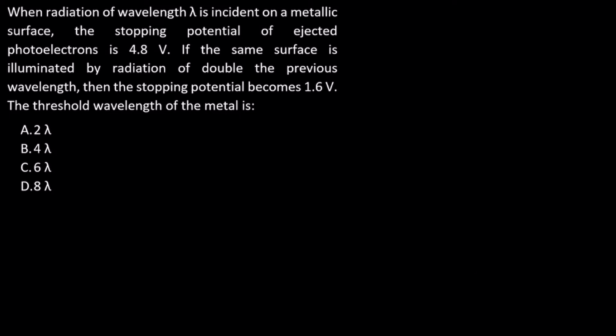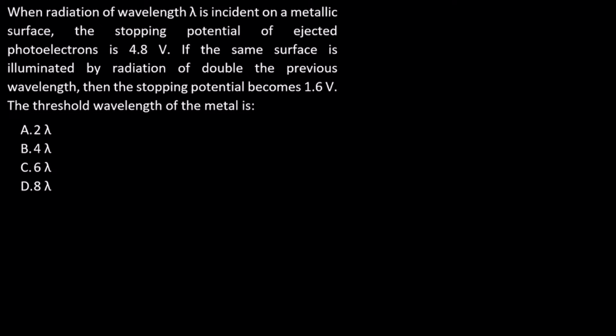In this problem on photoelectric effect, it is given that when a radiation of wavelength lambda hits a metal surface, the stopping potential of the ejected photoelectrons is 4.8 volts. If you change the radiation to a different one with wavelength doubled, the stopping potential becomes 1.6 volts. We're asked to find the threshold wavelength of the metal.